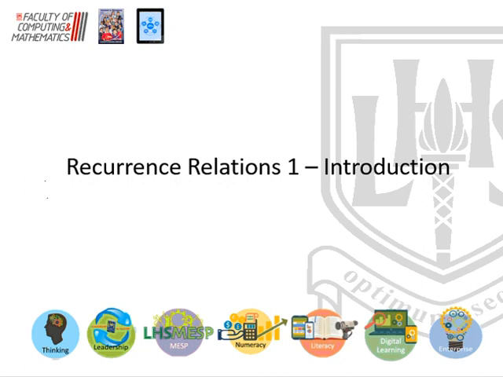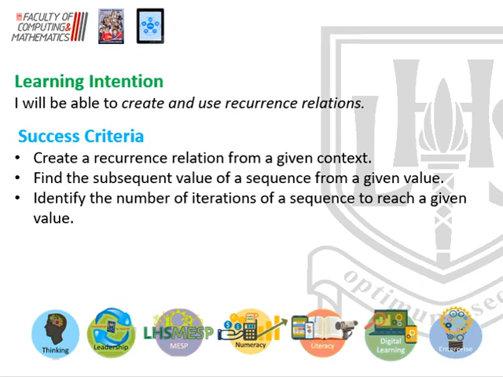We're just going to have a quick introduction into the recurrence relation topic, which is something very closely related to sequences and percentage problems. Three things we want to be able to do in this video. First, create a recurrence relation from a given context. Second, find the subsequent value of a sequence from a given term of the sequence. And lastly, identify a number of iterations of a sequence to reach a given value. The first success criterion is essentially the big one, being able to create a recurrence relation from a context, and the next two are being able to use a recurrence relation.